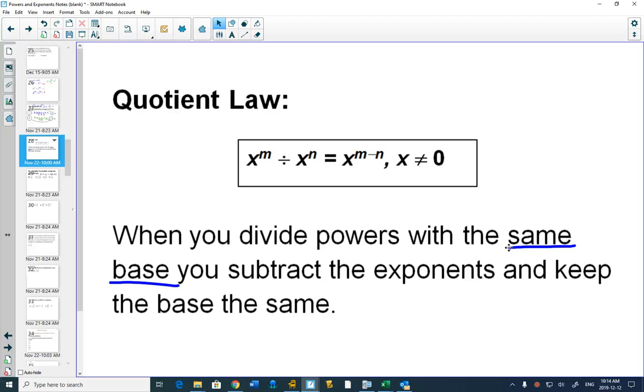The nice thing about all of your power laws, if you write it in expanded form, you should be able to figure them out if you forget them. I will tell you we're going to learn enough exponent laws that you're going to get them mixed up. So if you ever forget them, you can always figure them out again just by using the definition and rewriting things in expanded form.